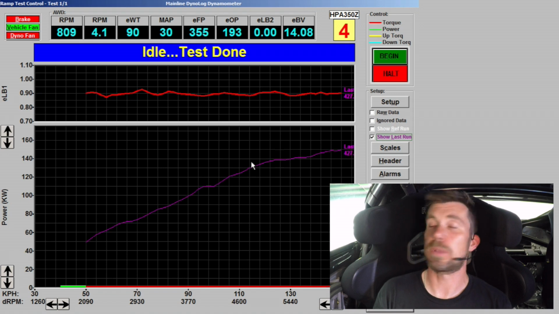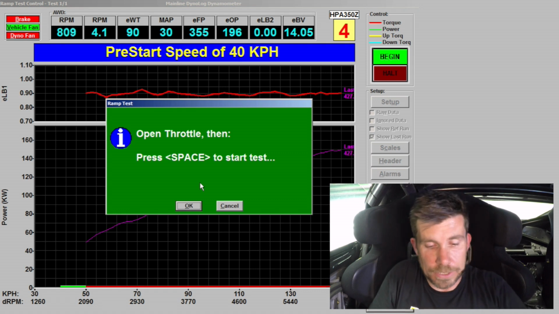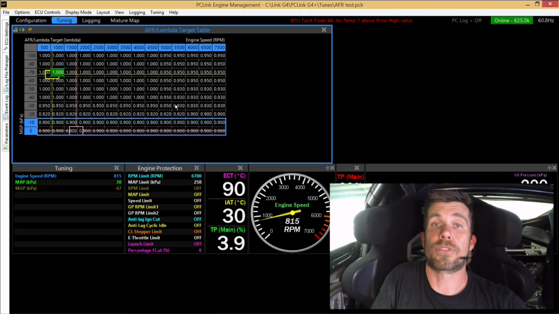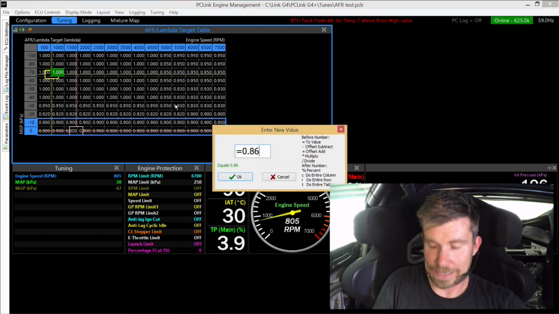And for the sake of simplicity, we'll show that live on the dyno while we're doing our next run. Okay, let's jump back into our laptop software, and what I'm going to do now is highlight again that entire wide open throttle running area, and this time we're going to target 0.86.